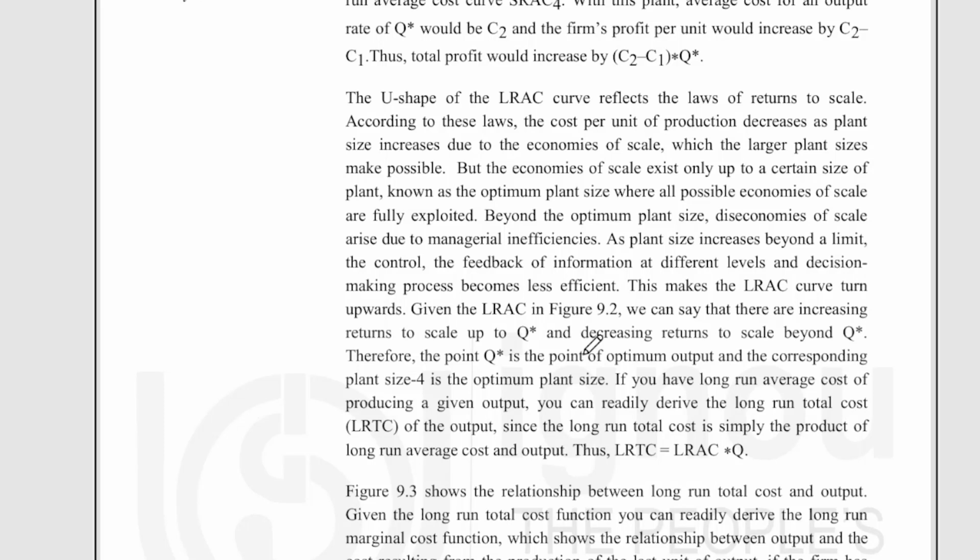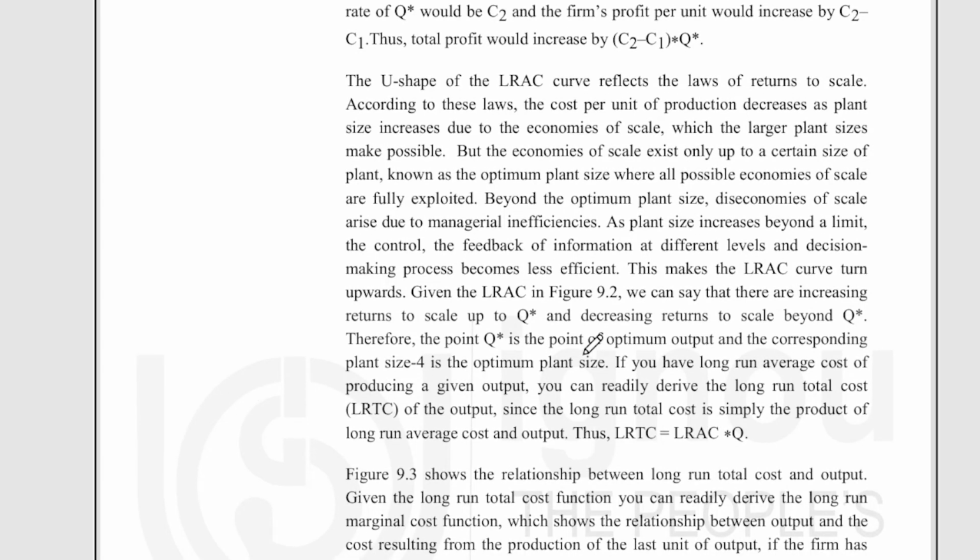Okay. So the U shape of the LRAC curve reflects the law of returns to scale. According to this law, the cost per unit of production decreases as plant size increases due to the economies of scale which the larger plant size makes possible. But the economies of scale exist only up to a certain size of plant, known as the optimum plant size, where all possible economies of scale are fully exploited. And beyond the optimum plant size, diseconomies of scale arise due to managerial inefficiencies.